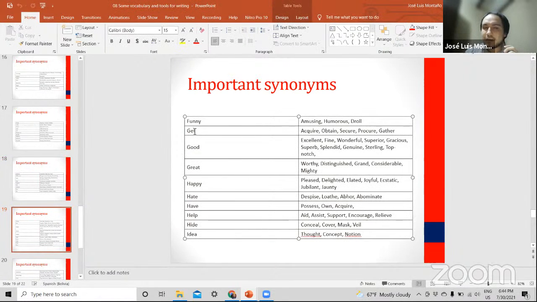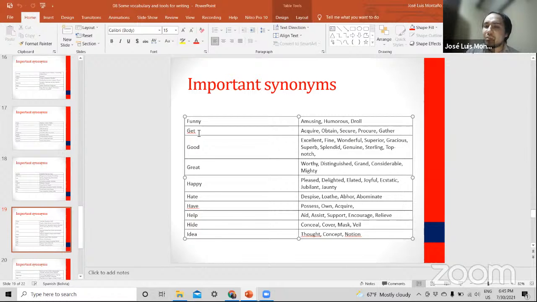Then, of course, get. We use a lot of these words: have, get, do. Those are the three words that we use a lot in writing. So instead of have, we have get and do. Let's take a look at these two. A lot and great, and also idea. These are words that we use a lot. Funny perhaps in very specific situations, the other words as well. But let's take a look at get.